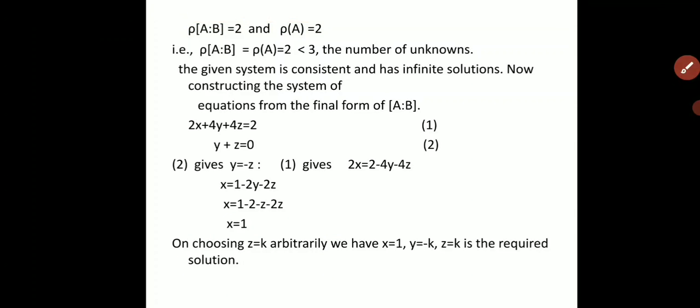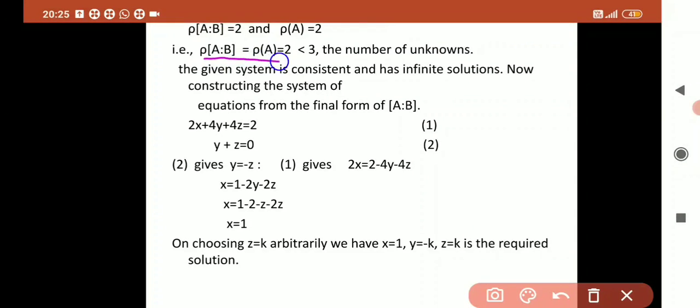So this implies here rank of A colon B is 2 and rank of A is also equals to 2. And these two are equal, and it is less than 3. Why it is less than 3 means, why have to take only 3 means the number of unknowns. We have here 3 unknowns x, y, z, no? So it is less than the number of unknowns. We have seen this one in previous slides. That is, if rank of A colon B and rank of A both are same and it is less than the number of unknowns, then we have infinite number of solutions.